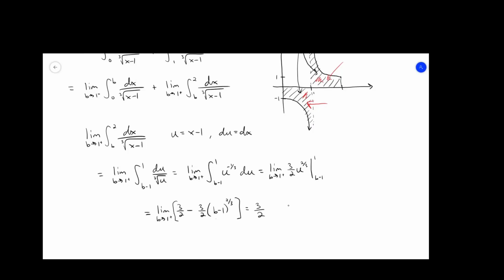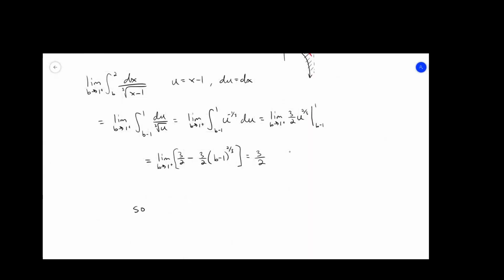And so what's the final answer for the integral then? What is the integral from 0 to 2 of dx over the cube root of x minus 1? Well, I think we already mentioned that since it did converge, if we did the other integral, we were going to get negative 3 halves. And then adding that to the positive 3 halves, we'd get 0.